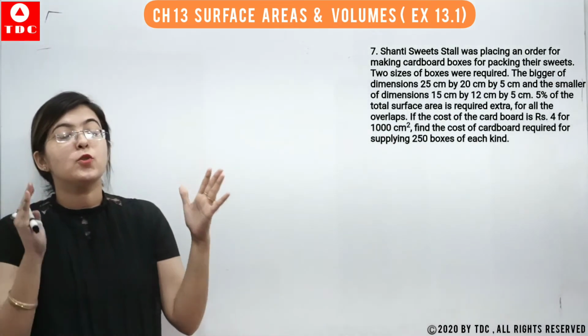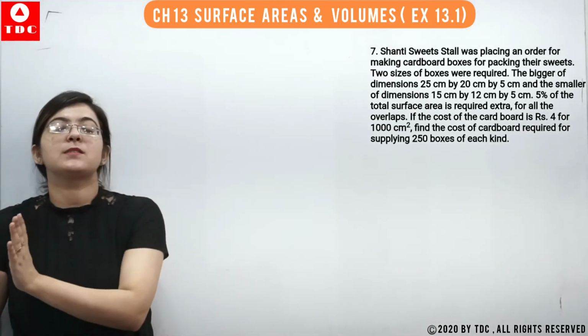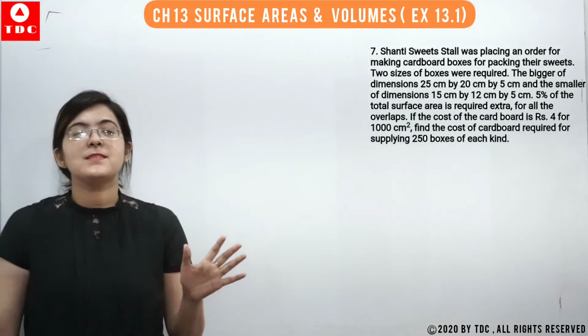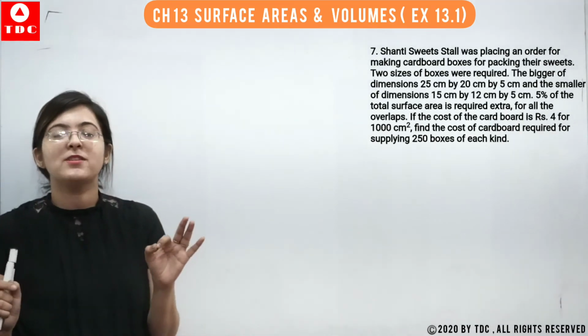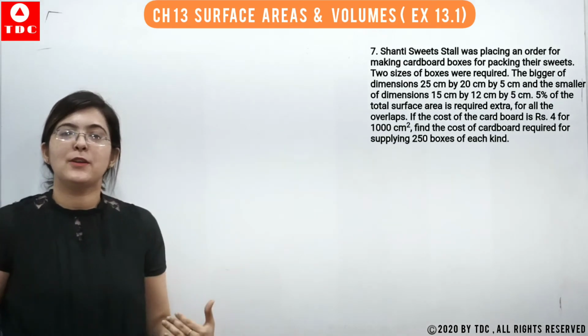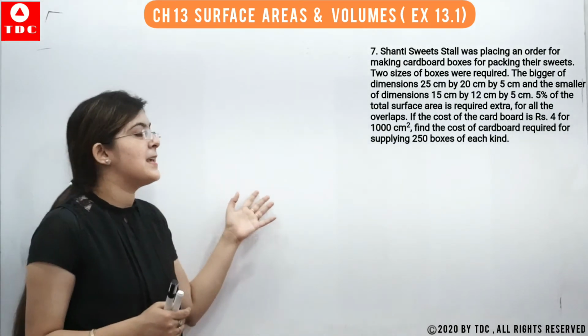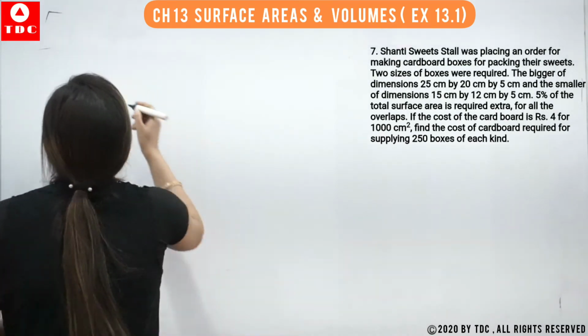That means we want 250 boxes of bigger size and 250 boxes of smaller size. That means total 500 boxes. This is a little lengthy question, students. It's not tough, but it is lengthy. Because first we will calculate for the bigger box, then same we will do it for the smaller box. See what we have to do.